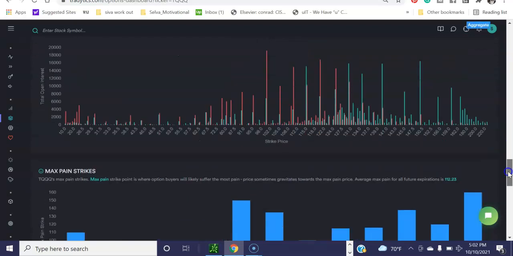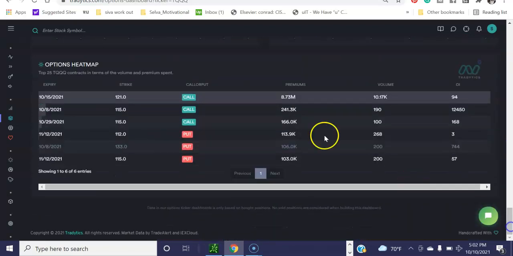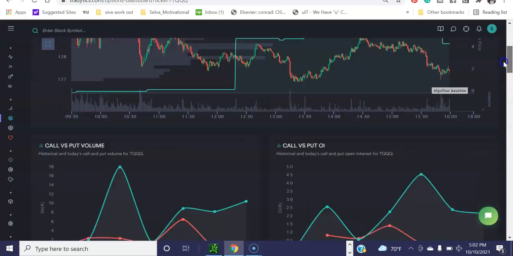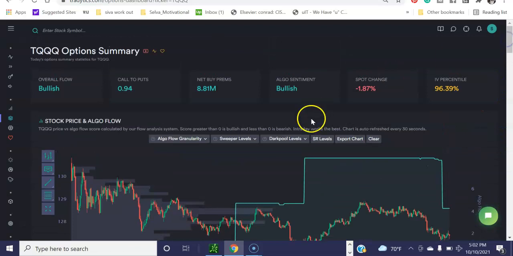Now let's look at this option flow. It is not that many. There are some one order for 8.73 million. So option flow is not that heavy, but it's all calls.